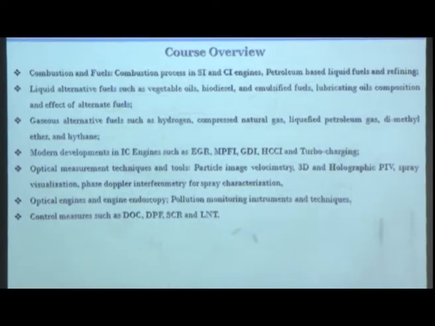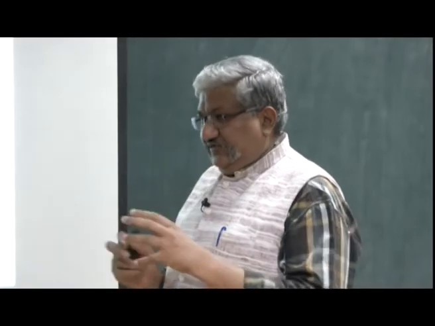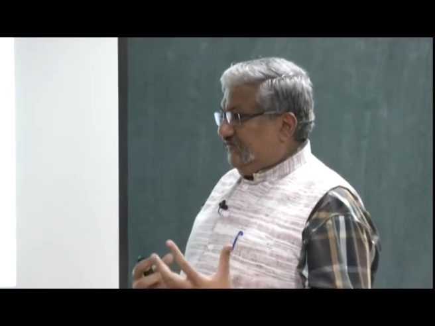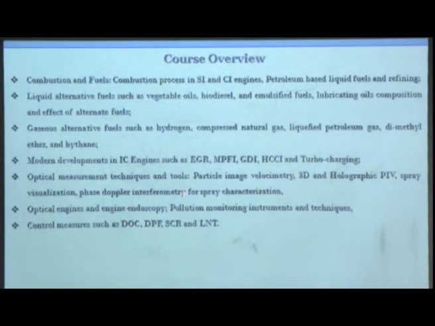And also we'll be looking at spray visualization. Because in the engine, there are two most important fundamental processes. One is fuel spray, the other one is fuel mixing. Okay? These are the absolute fundamental processes which are governing combustion and emission formation. So we'll also be looking at spray visualization, spray characterization.